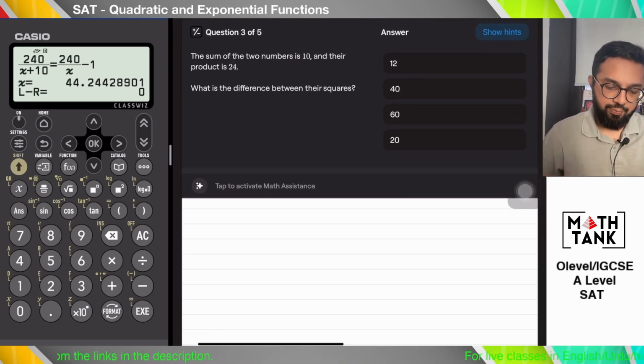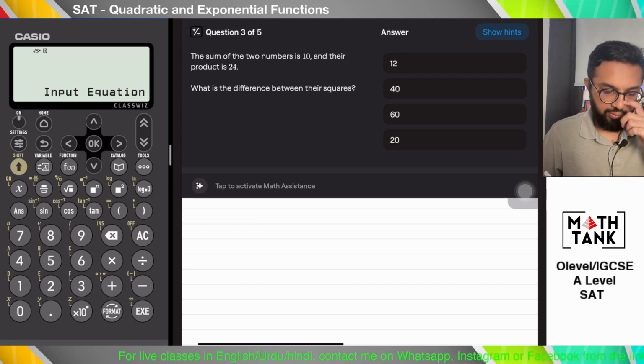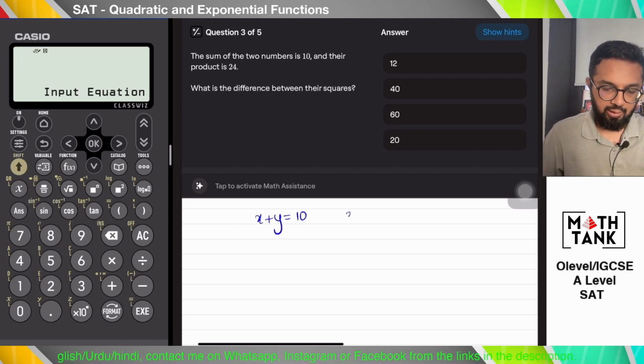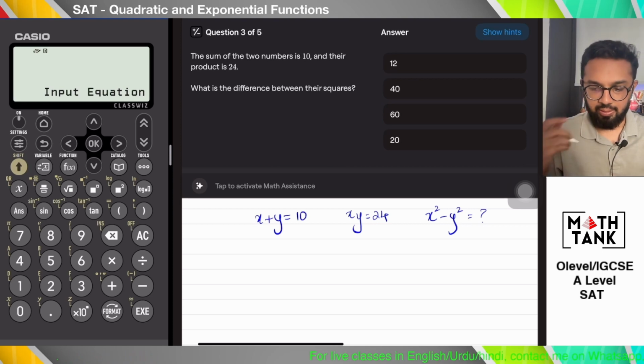Okay, the sum of two numbers is 10 and their product is 24. So x plus y is equal to 10 and x into y is 24. What is the difference between their squares? So what is x square minus y square? Okay, that's the question.